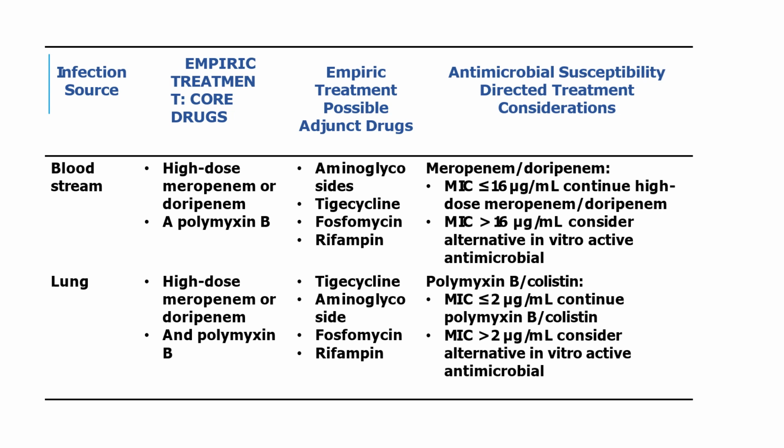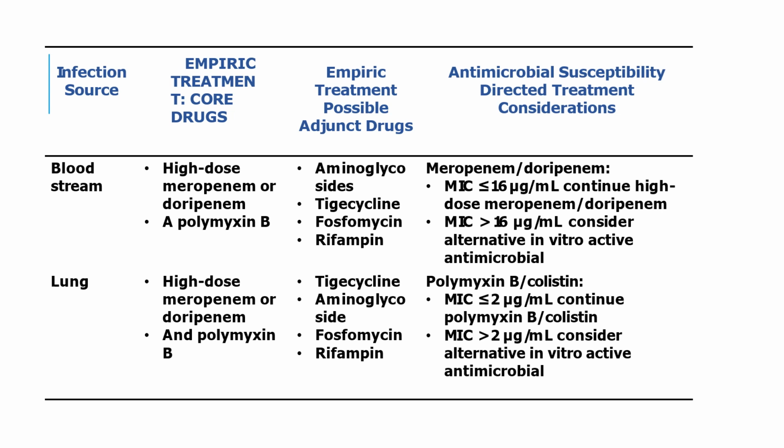If the infection is bloodstream, the empirical treatment core drugs are high-dose meropenem or doripenem, or polymyxin B. The empirical treatment possible adjunct drugs are aminoglycoside, tigecycline, fosfomycin, rifampicin. And the directed treatment consideration is meropenem or doripenem. Then the MIC should be less than or equal to 16 microgram per ml. Continue high-dose meropenem or doripenem as needed. If the MIC is more than 16, then consider an alternative in vitro active antimicrobial.